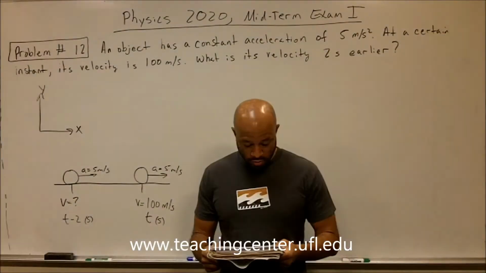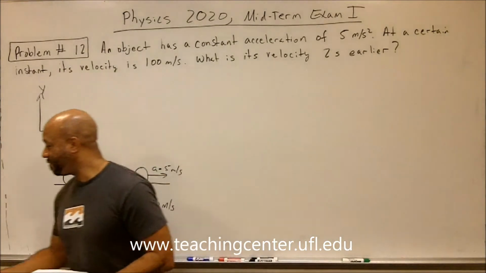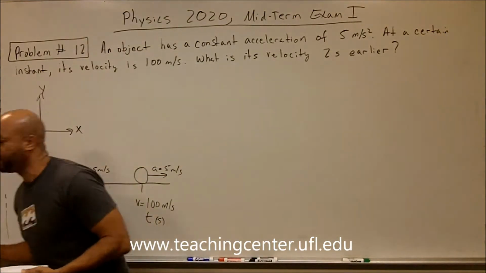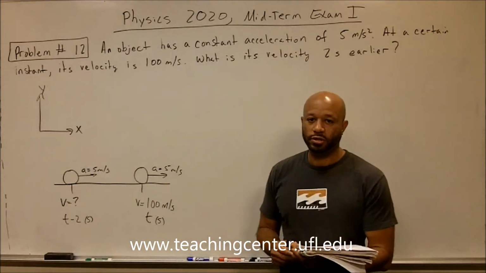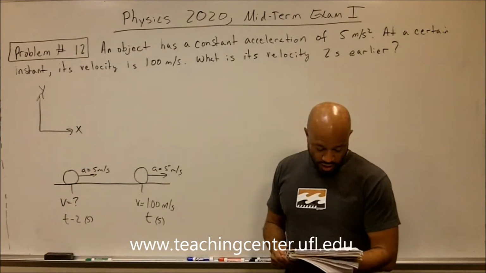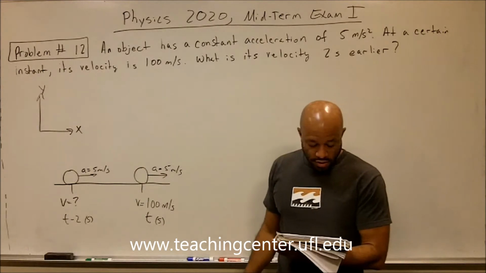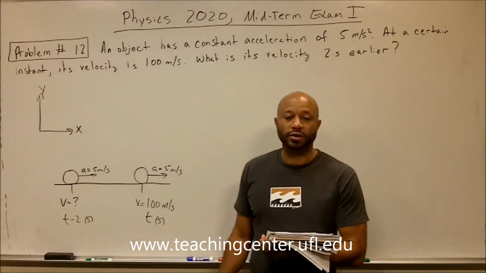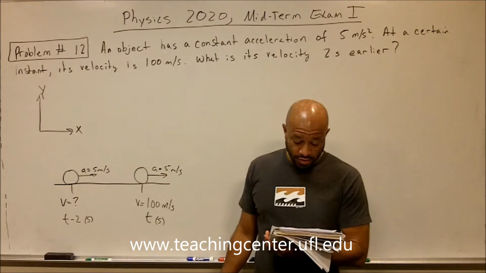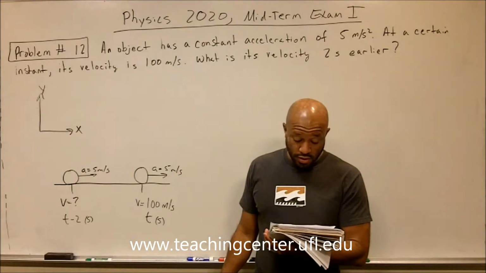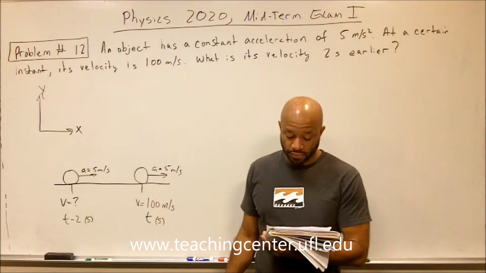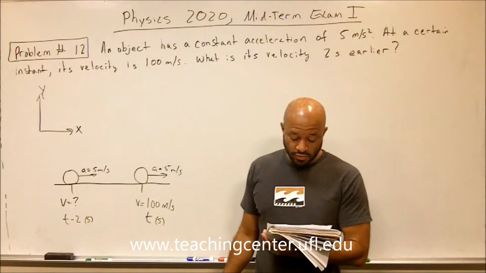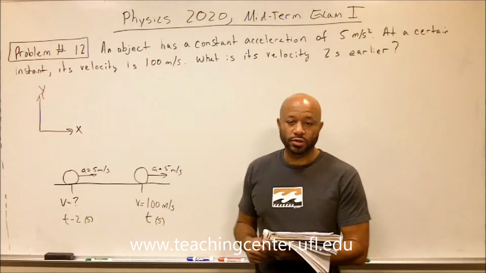Okay, so we're going to work through problem number 12, problem number 12 for Physics 2020 Midterm Exam 1. And this problem says, an object has a constant acceleration of 5 meters per second squared. At a certain instant, its velocity is 100 meters per second. What is its velocity 2 seconds earlier?